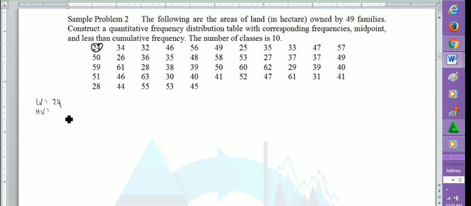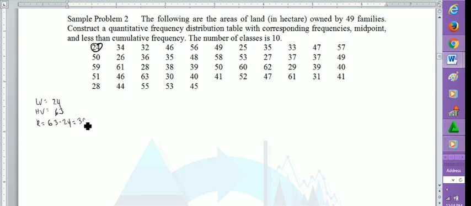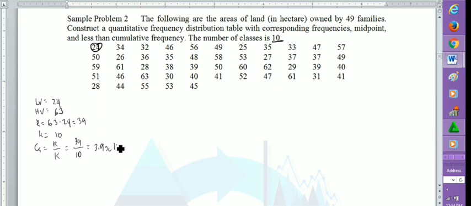63. Is it 63? Yeah, 63. Okay. After getting that, we will solve for range. So simply subtract 63 and 24. We have 39. And from that, our number of classes is 10. Given here class is 10. And we will solve for the class size. So range over the number of classes, which is 39 over 10. So this is 3.9, or round off, it is 4.